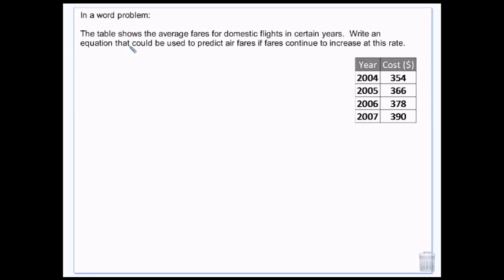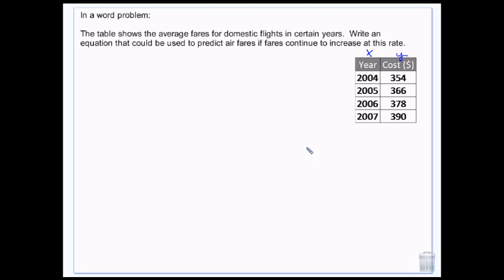The average fares for domestic flights here, and we're going to write an equation that will be used to predict airfares. So we can pick any two of these points. The year is X, the cost is Y.